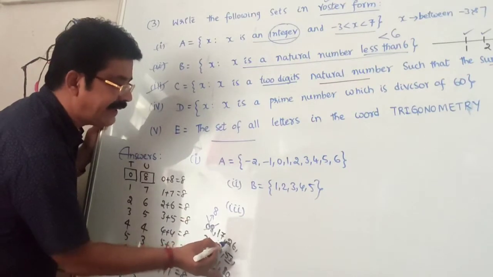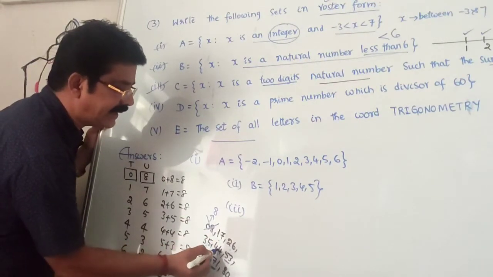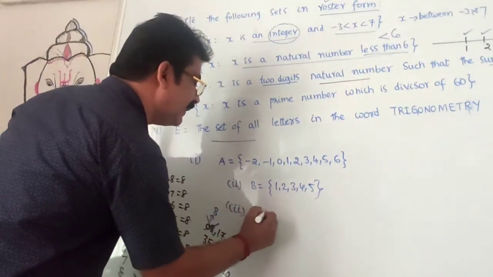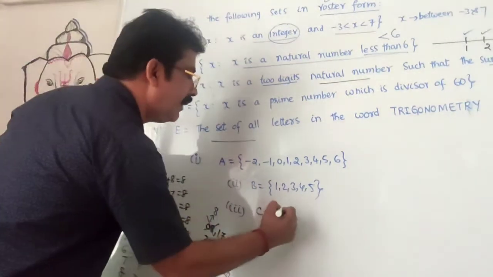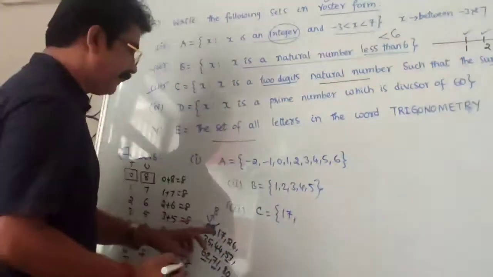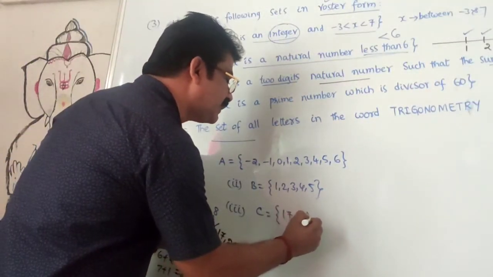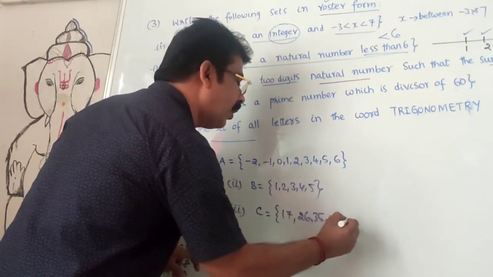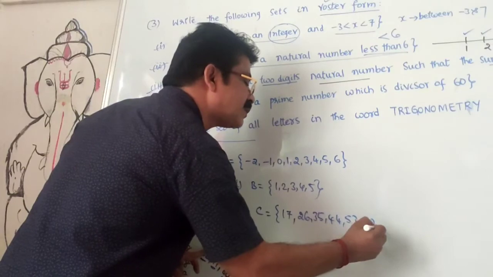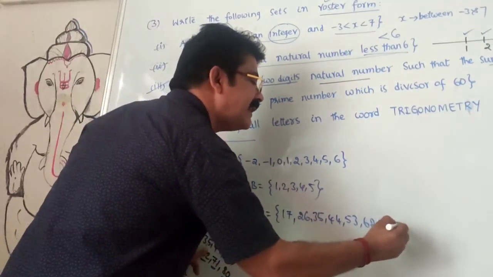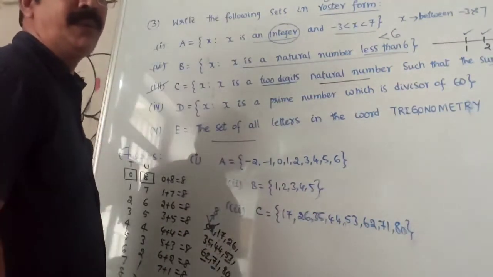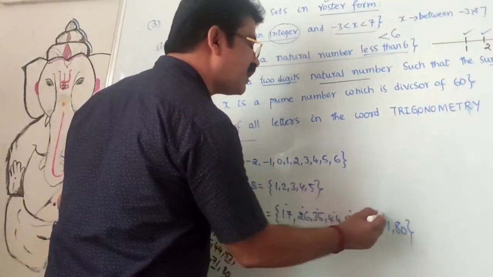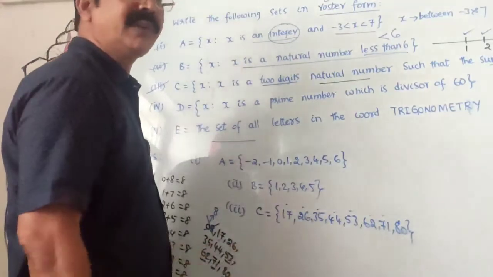1 plus 7, 8. 2 plus 6, 8. All sums are 8. So therefore, C is equal to 1 7, 2 6, 3 5, 4 4, 5 3, 6 2, 7 1 and 8 0. So therefore, it contains 1, 2, 3, 4, 5, 6, 7, 8 elements.